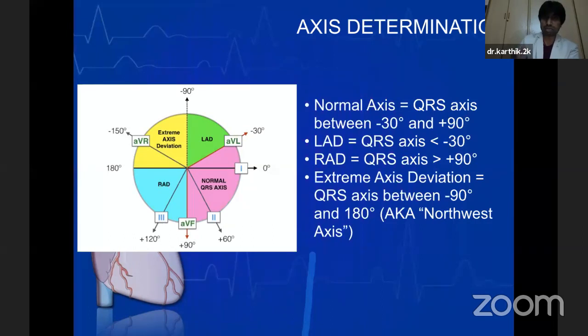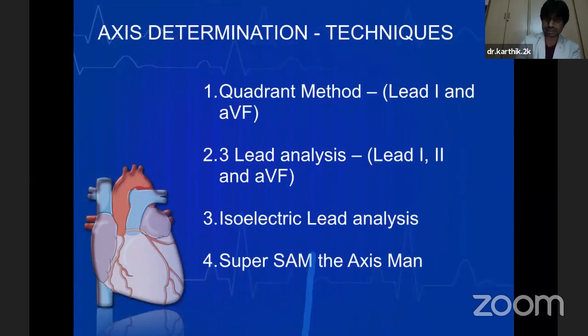However, when the deviation is at the extremes, for instance, if it is counterclockwise, that is negative beyond minus 90 degrees, it is called extreme left axis deviation. Or if it is clockwise going beyond 180 degrees, it is called extreme right axis deviation, or the northwest axis. Now, axis determination is a very tricky thing. You have quite a few techniques, but I would suggest you stick to one of your own methods which you feel is very simple, and not go by sophistication to prove something.